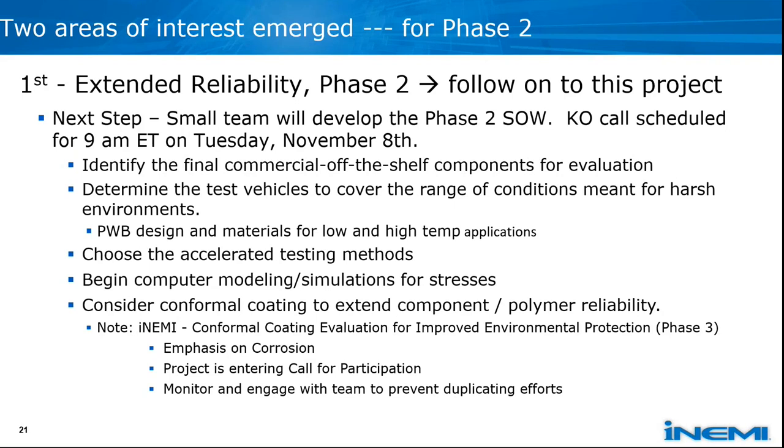The modeling and simulation needs to begin to be able to identify where the areas of concern would be for individual components. We've also, in phase 2, want to consider different protective coatings that could be used to extend the component reliability, maybe reduce the polymer degradation, or slow it down.